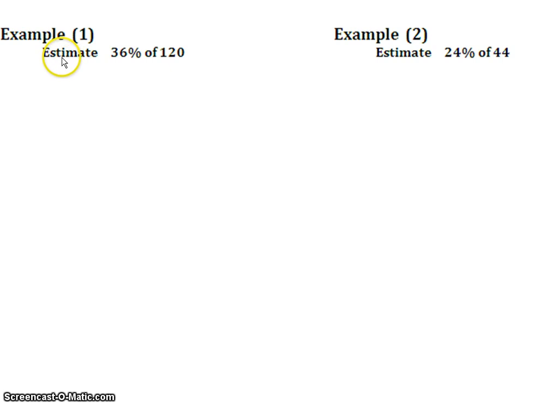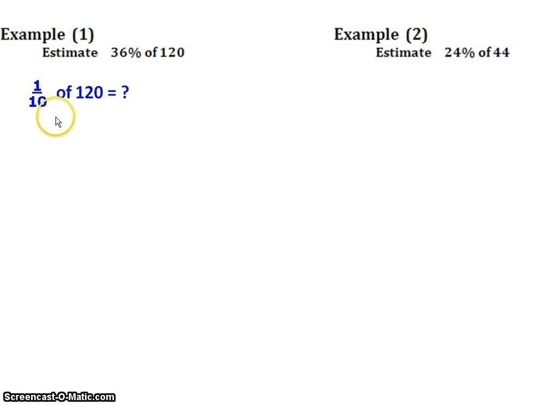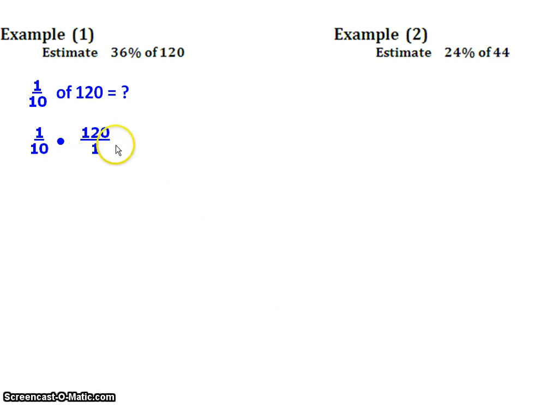Example 1. We are asked to estimate 36% of 120. First, I'm going to find 10% of 120. 10% is 1/10 of 120. I can think of this as 1/10 times 120, or 120 over 1. What does that equal? Remember, multiply straight across the numerators together and the denominators together. So my answer would be 120 over 10.